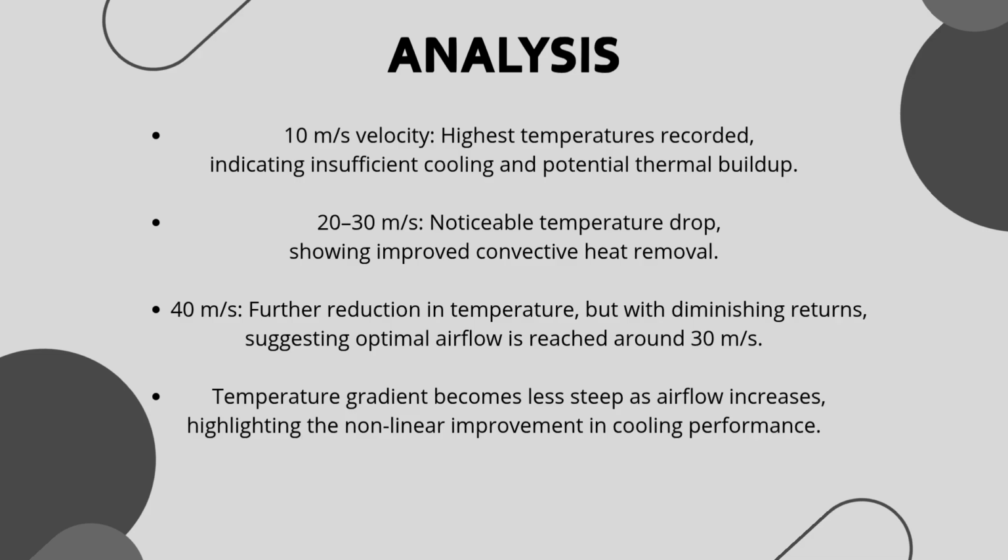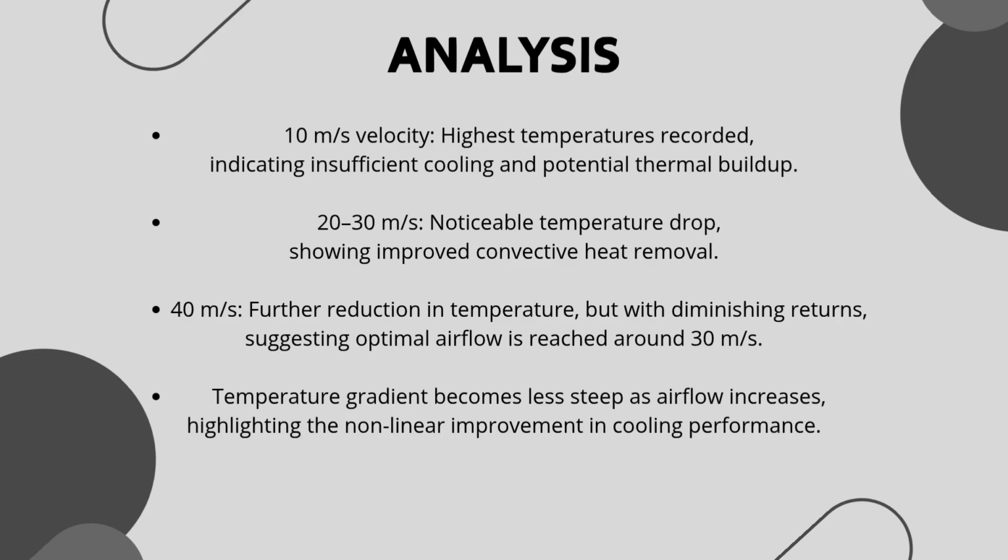Now, the 10 meters per second velocity records the highest temperature, indicating insufficient cooling and potential thermal buildup. On the 20 to 30 meters per second velocity, we can see that there is a noticeable temperature drop, showing improved convective heat removal. But as we can see in our 40 meters per second velocity, there is further reduction in temperature, but with diminishing returns. Therefore, we suggest that the optimal airflow is to reach around 30 meters per second inlet.